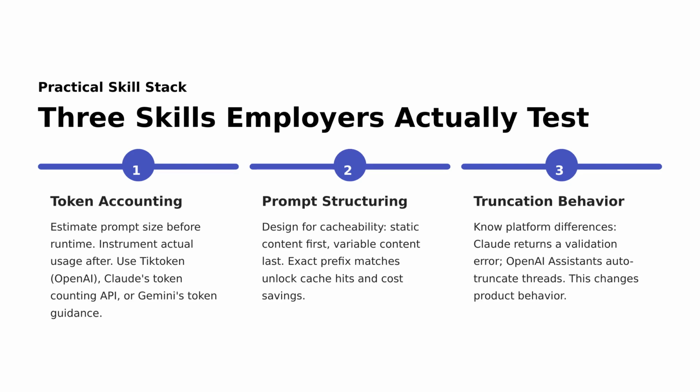Here are 3 practical skills employers actually test. First, token accounting. Estimate prompt size before runtime, then measure real usage after, using tools like tiktoken, Claude's token counting API, or Gemini guidance. Second, prompt structuring. Put static content first and variable content last so exact prefixes can be cached. Third, truncation behavior. Platforms differ. Claude throws a validation error, while OpenAI assistants may auto-truncate threads, which directly affects product behavior.